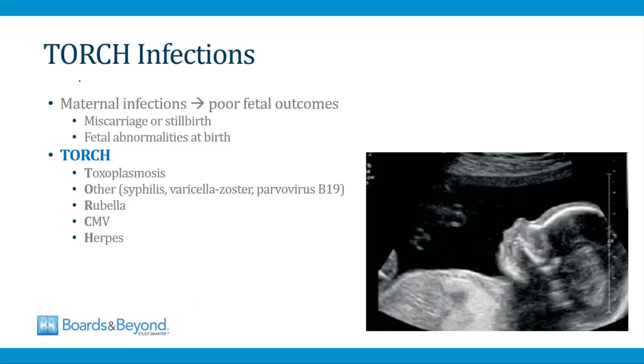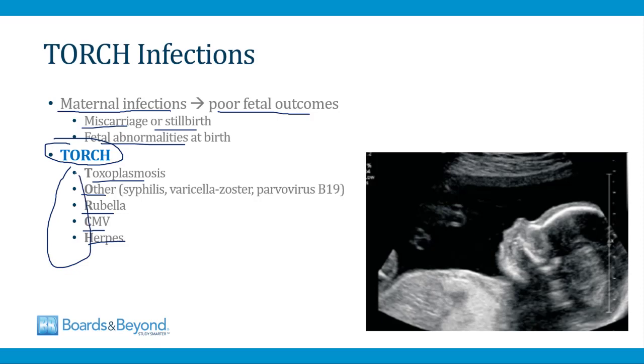The TORCH infections are infections that can occur in a mother during pregnancy, and when they do, they lead to poor fetal outcomes. For example, TORCH infections can lead to miscarriage or stillbirth. They can also lead to a number of fetal anomalies. And they're called TORCH infections because this is a mnemonic for toxoplasmosis, other, rubella, CMV, and herpes. And so we'll go through all of the different potential TORCH infections in this video now.